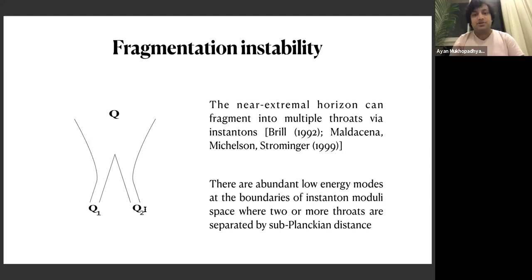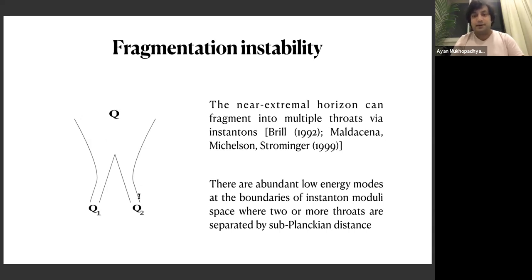Now, what can be shown is that the metric on the instanton moduli space is singular when these fragmented throats come very close together. So you have abundant low energy modes at the boundaries of this instanton moduli space, where two or more throats are separated by sub-Planckian distance. Basically these gapless modes are a kind of gravitational hair that lives on the tip of the throat. And then there are these fragmented throats.